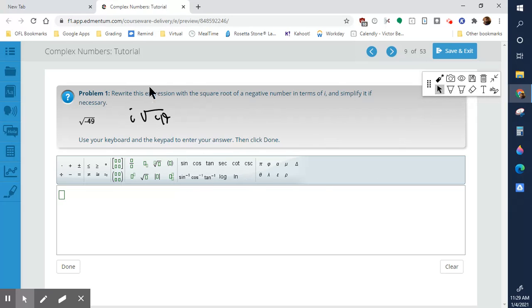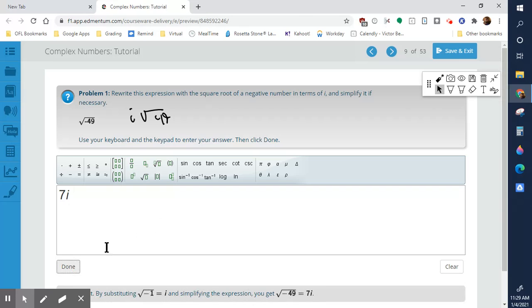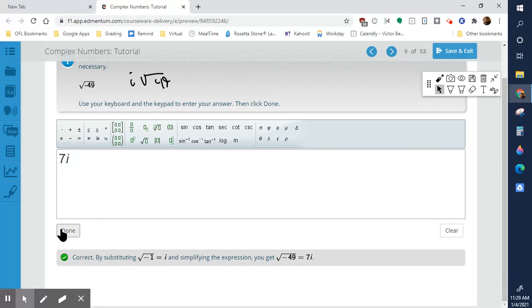Some of you might have the perfect squares memorized, but the square root of 79 is 7. So we're going to call this 7i. That's all we're doing here. Nice and simple start, to get you guys used to being back from break.